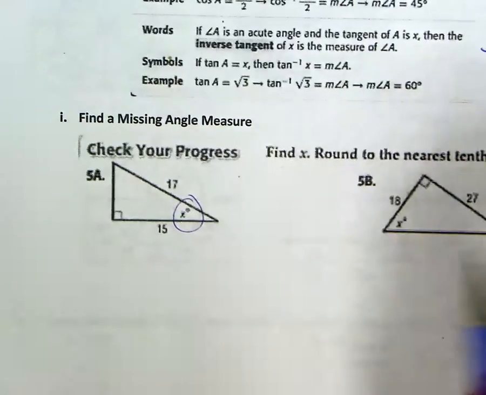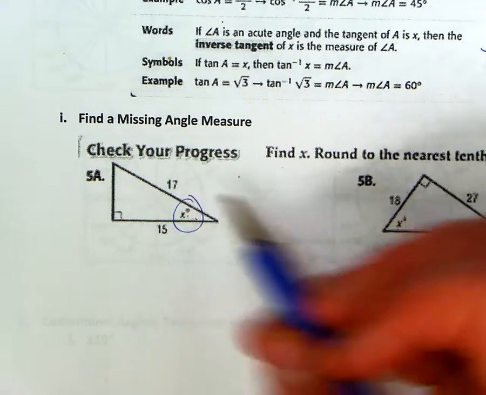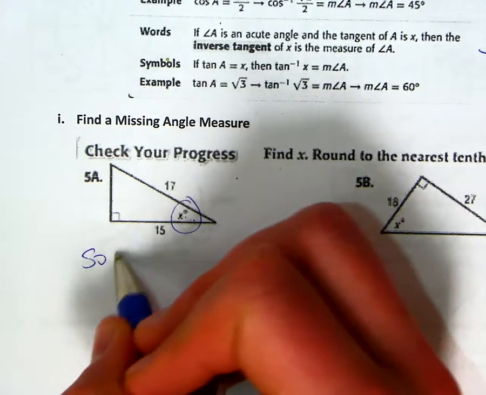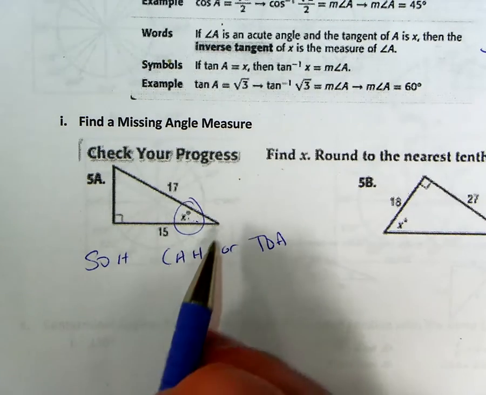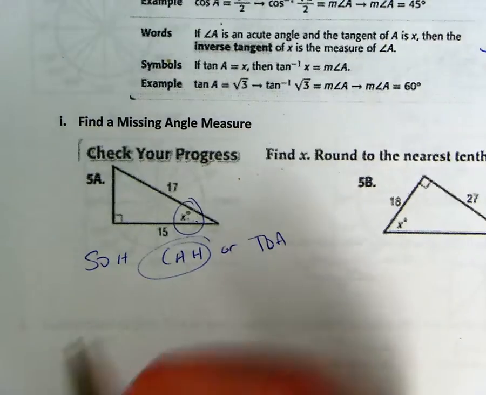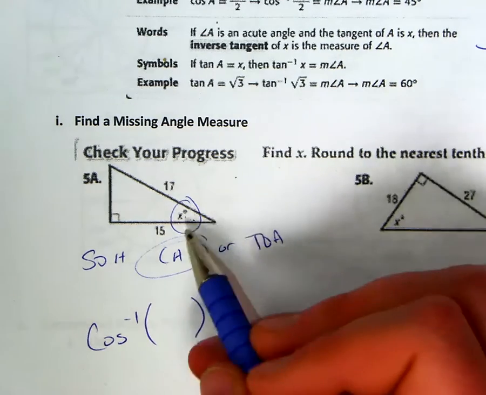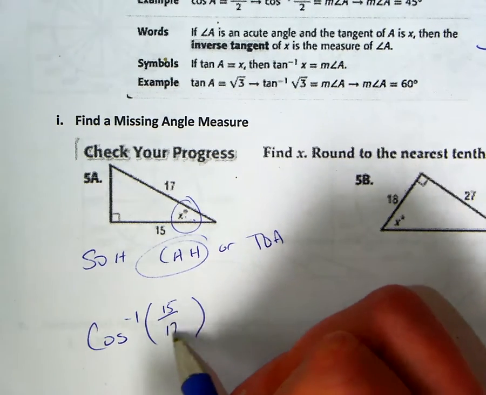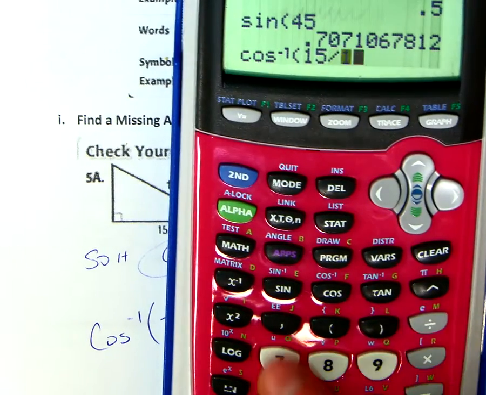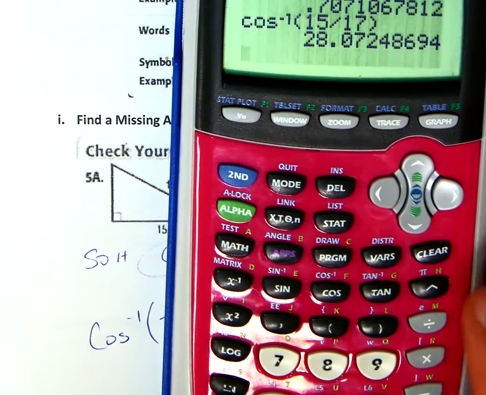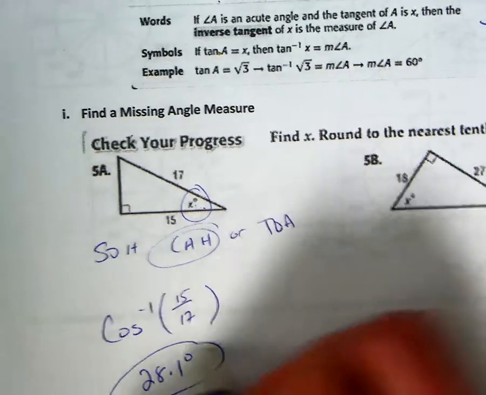So we're here, so we're looking for this one right here. In reference to this angle, I have the adjacent and I have the hypotenuse. So if I'm looking at SOH, CAH, or TOA, right, adjacent, hypotenuse, is CAH, so I'm going to be using the inverse of cosine. I'm looking for an angle, so the inverse of cosine. And then that's where you make the ratio adjacent over hypotenuse. Plug that into your calculator. So you hit second cosine 15 divided by 17, close the parentheses, and you should get 28.1. So that's what this angle is.